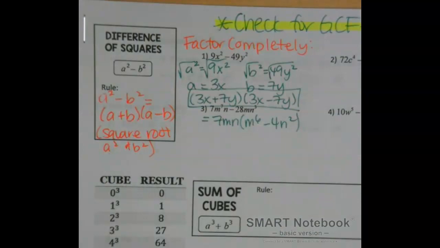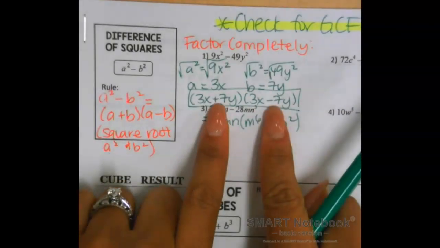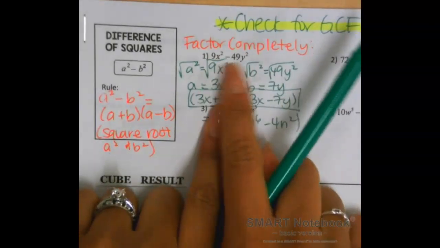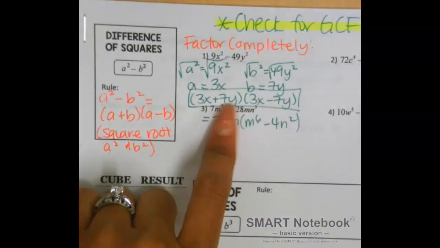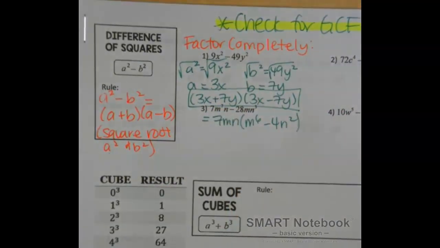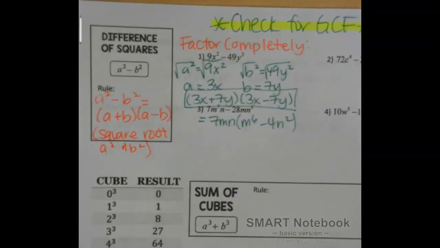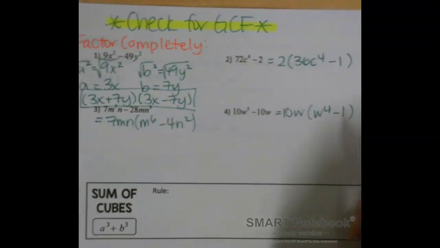Andrew, how could I check to make sure that that's correct? What could I do? Multiply the two binomials, which will give you, hopefully, the 9x squared minus 49y squared. Guys, I'm not requiring you to check it as of right now, but if I put it on your test and quiz to show your check step, make sure you show it. It'll definitely help you with determining if you got the right answer or not.